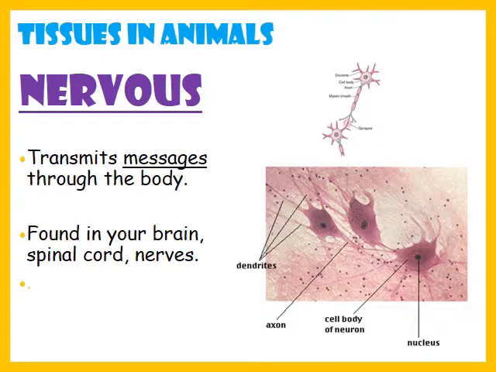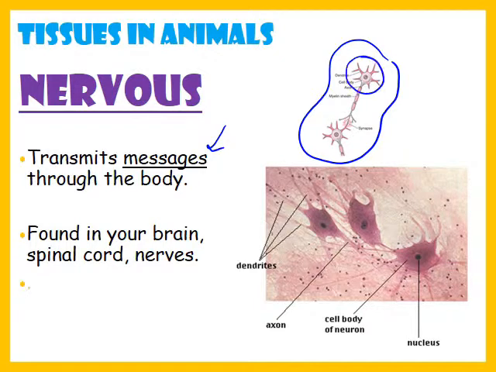Then we have nervous tissue. Nervous tissue's job is to transmit messages through the body. And as we talked about with the neuron cell, they do have these funny specialized cells, right, which allow them to do their job better. These little connections here called dendrites basically receive the incoming message from surrounding neurons, and then it is passed along this long extension called an axon.